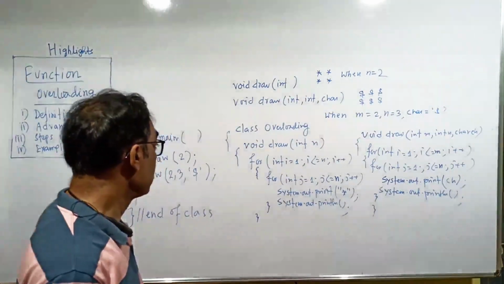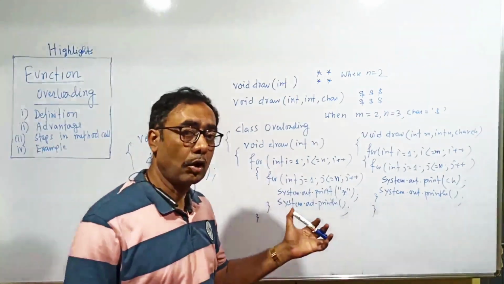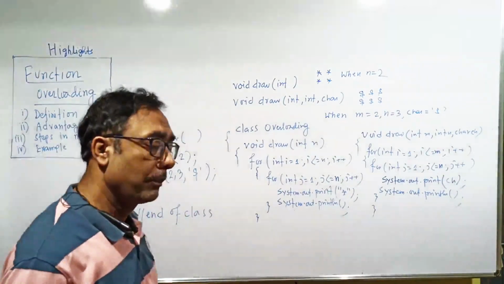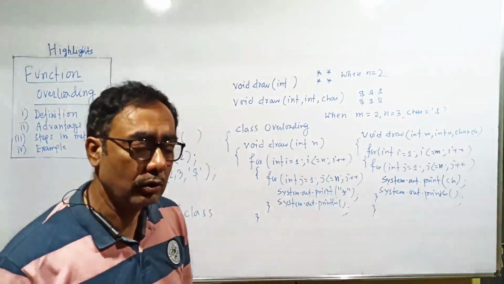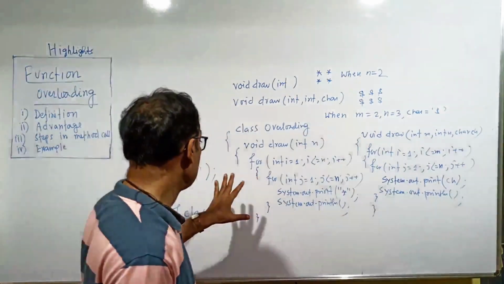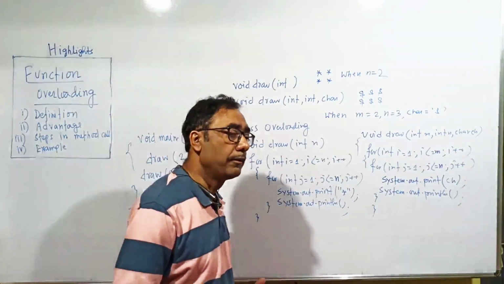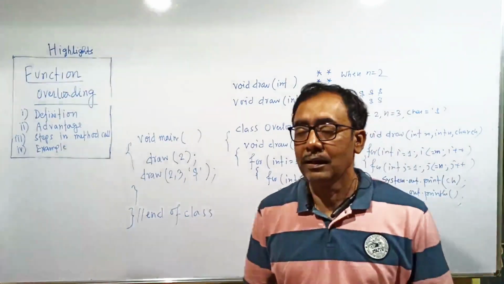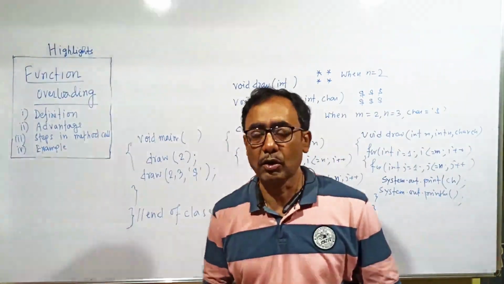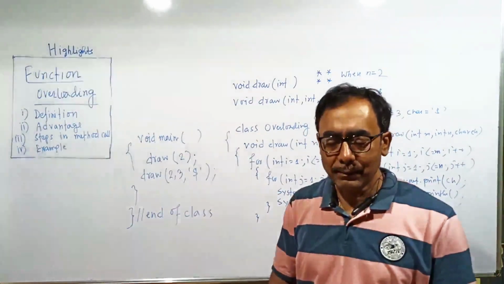Now in Java you have the scope of creating the object and calling the method. Our main purpose was to make you understand what function overloading is, so we have just done it without creating the object. However, if you want, you can create another class and then create the object, and through that object you can call all these methods and you will get the same result.